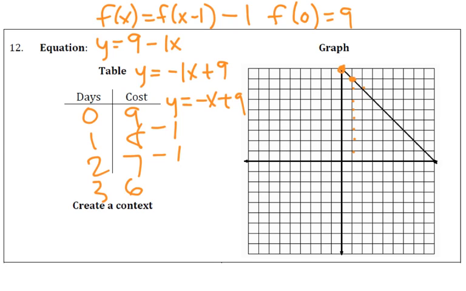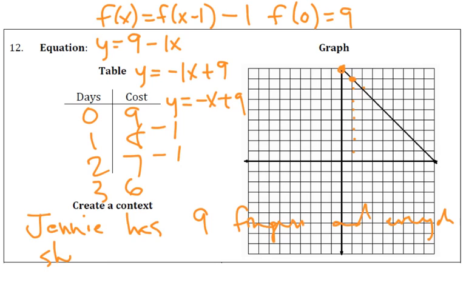In the context, Jenny has, what does she have? She has 9 fingers, and every day she cuts one off. Something like that.